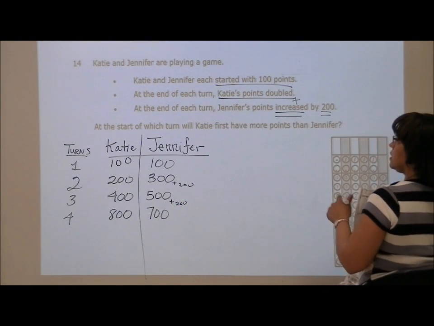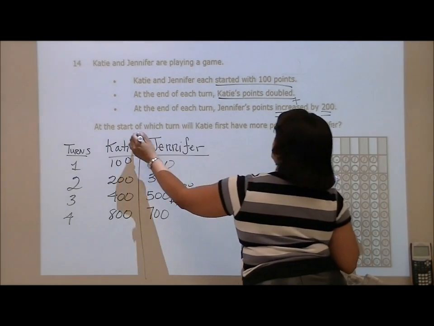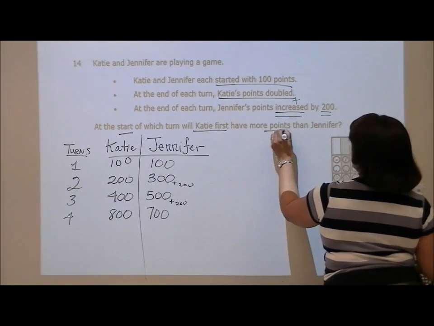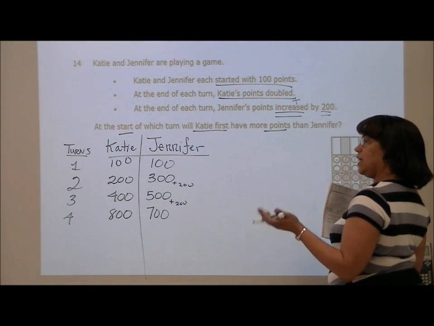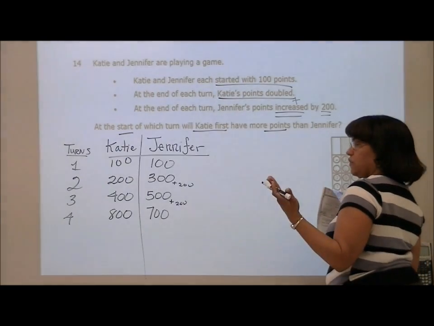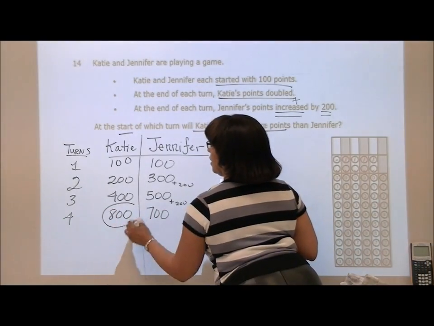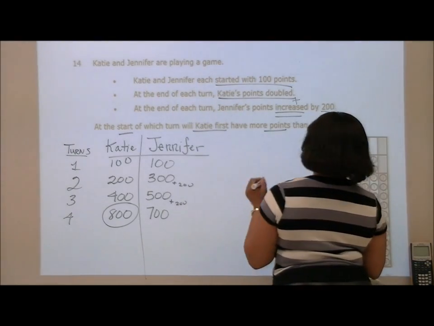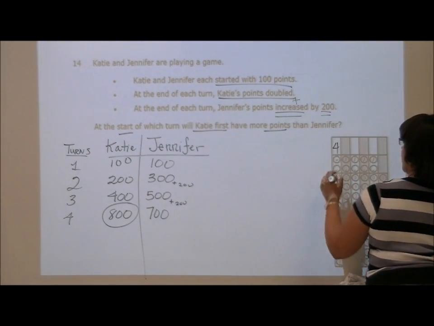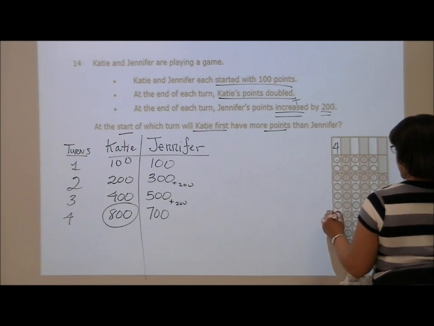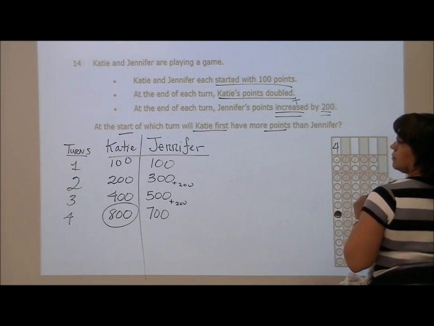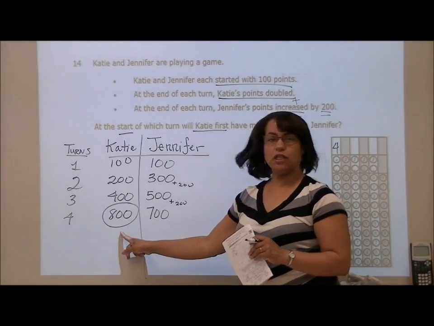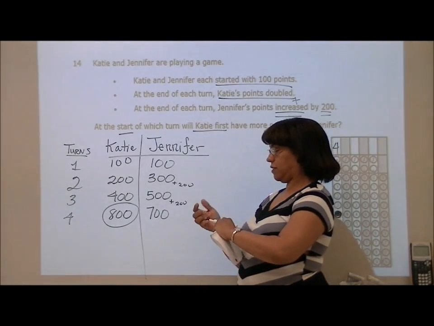And the question is, at the start of which term will Katie first have more points than Jennifer? So let's look at Katie and let's look at Jennifer. Oh, we're finished, because here we are. This is when Katie has more points than Jennifer. So at the start of turn number 4. So your answer is 4. Because Katie has 800 here and Jennifer has 700.